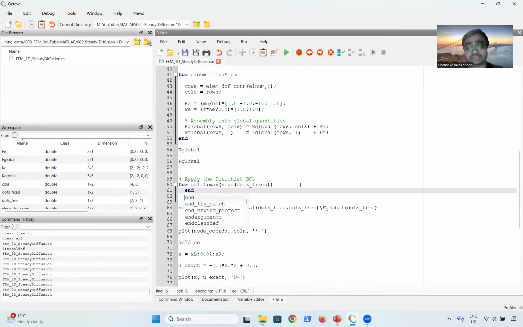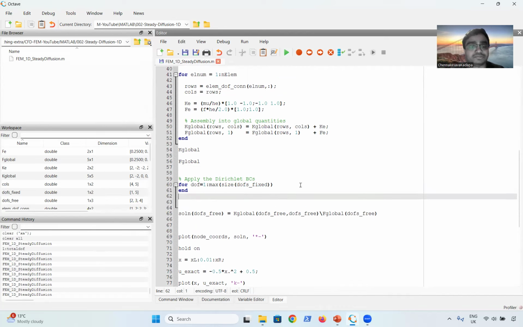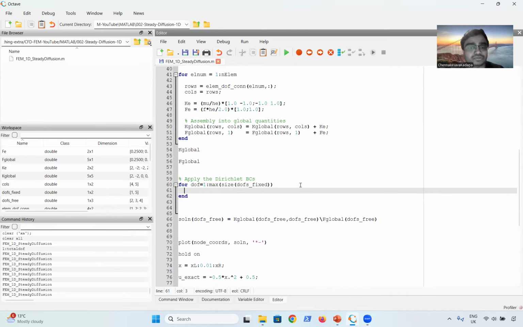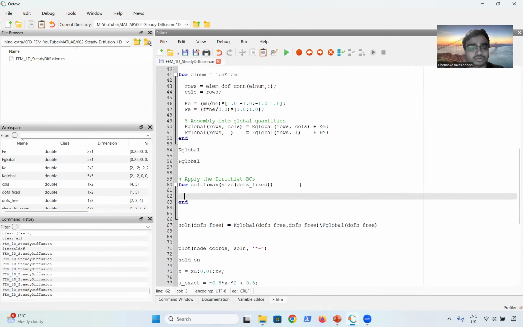But if we have a problem in 2 dimensions for Navier-Stokes, we can have 100 degrees of freedom. So looping over all of them is the best strategy to automate the code. So what do we need to do? We need to subtract from the global force vector. And what do we need to subtract? We need to take the column corresponding to this DOF from the global stiffness matrix.